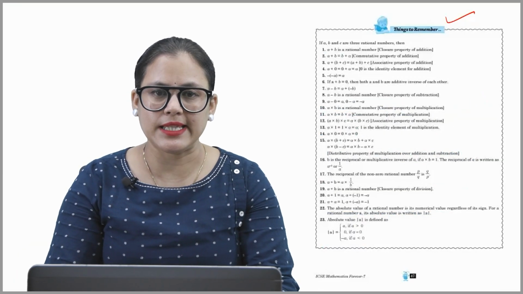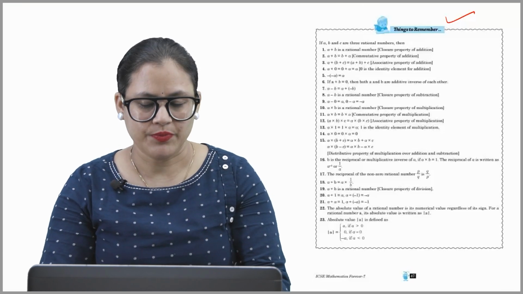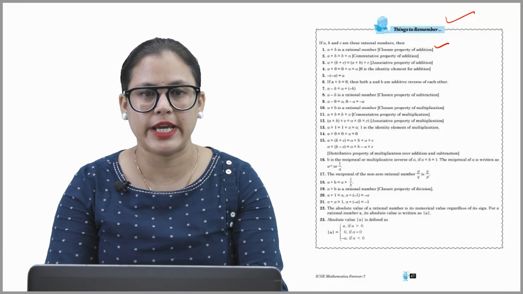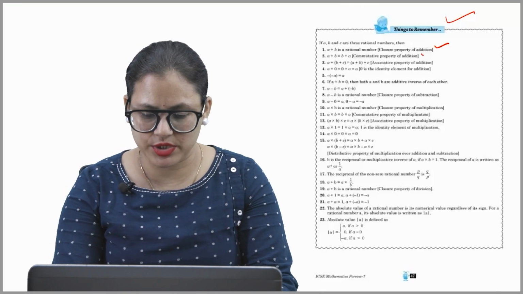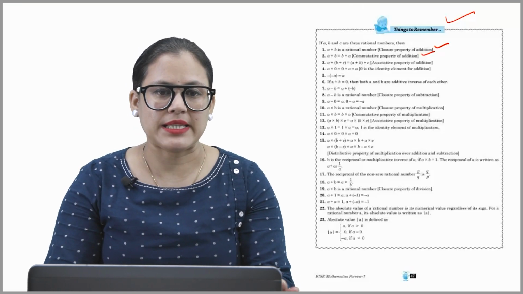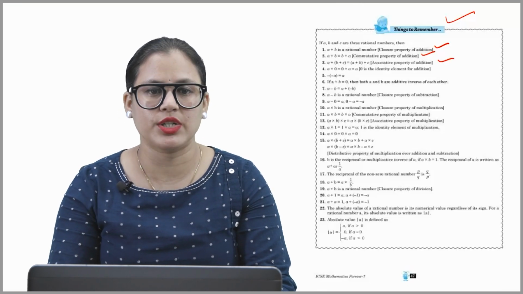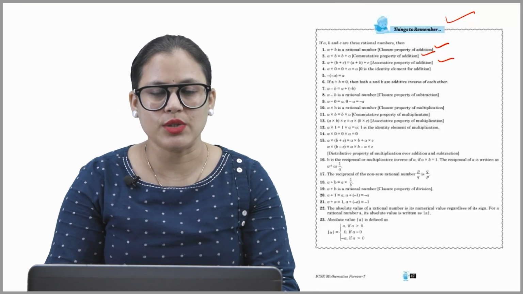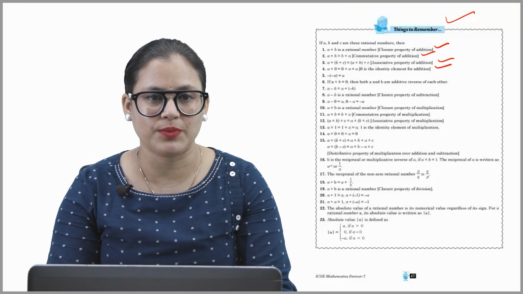If a, b and c are 3 rational numbers, then number 1, a plus b is a rational number. This is closure property of addition. 2, a plus b is equal to b plus a. This is commutative property of addition. 3, a plus b plus c is equal to a plus b plus c, grouped either way. This is associative property of addition. 4, a plus 0 is equal to 0 plus a is equal to a. 0 is the identity element for addition.